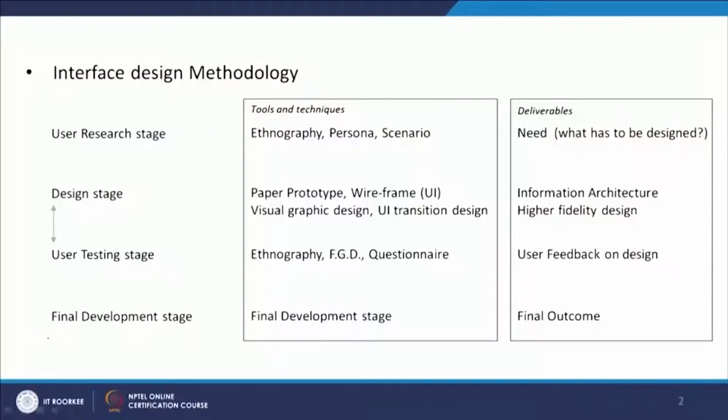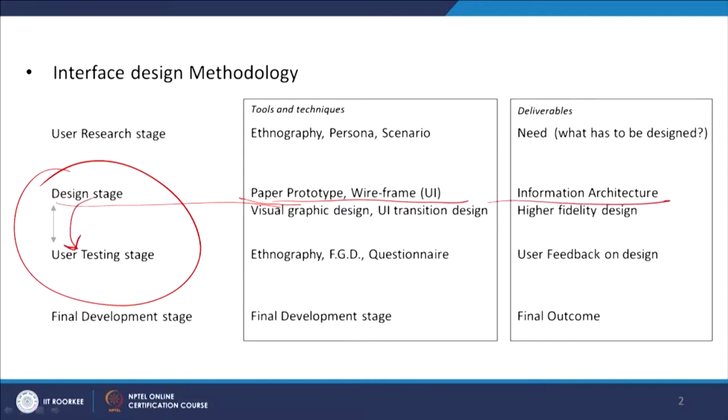If we look at the process, here the iterative part of the design comes. It is not a linear process like a waterfall model. It is an iterative model that goes back and forth. In the design stage, when we do the paper prototype, wireframe and information architecture, it can come for user testing, where ethnography, focus group discussion and questionnaires are the different tools and techniques, and user feedback is taken.